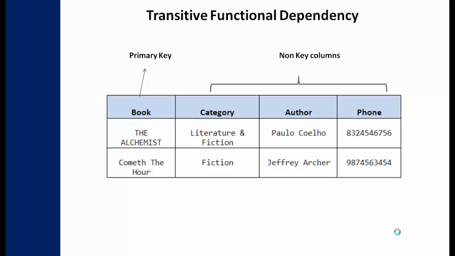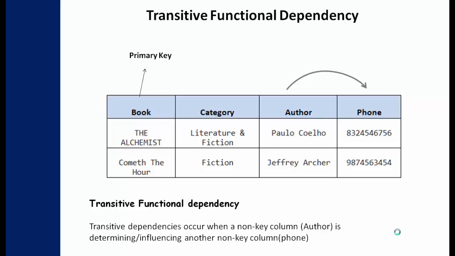Now let's try to see the impact of changes in a non-key column. If you change category, author may not be changed, as he would have written a book of a different category. But if we change author, phone number would automatically change. So what transitive dependency says is, if changes in a non-key column impact another non-key column, then we are in the situation of transitive functional dependency. In our case, the table has transitive dependency because changes in a non-key column, which is author, impact another non-key column, which is phone number.